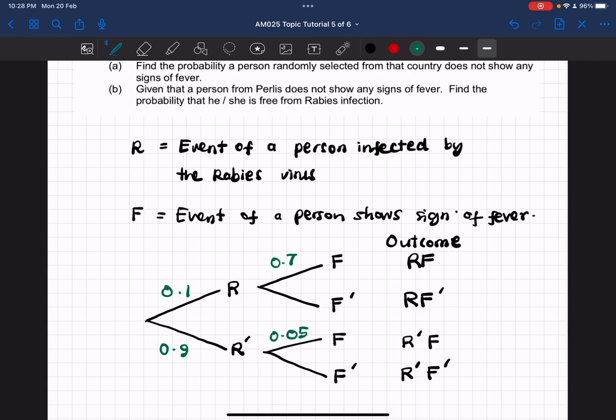Now let us complete our tree diagram. Here the total is 1, so we're going to put 0.3, because 0.7 plus 0.3 is 1. And for this branch, we're going to write 0.95, as the total of these two branches is 1. 0.05 plus 0.95 is 1. So now let's write down the probabilities. We're going to multiply along the branches. So this 0.1 times 0.7 is 0.07.